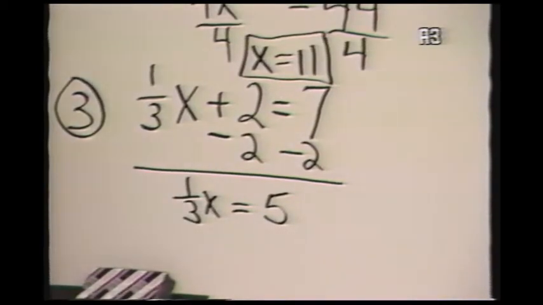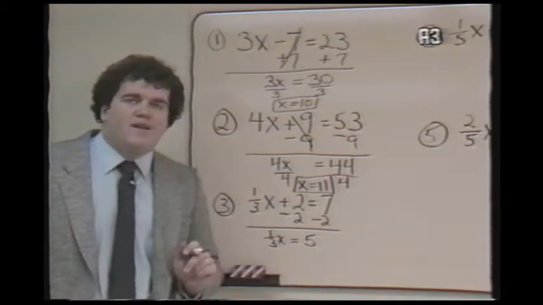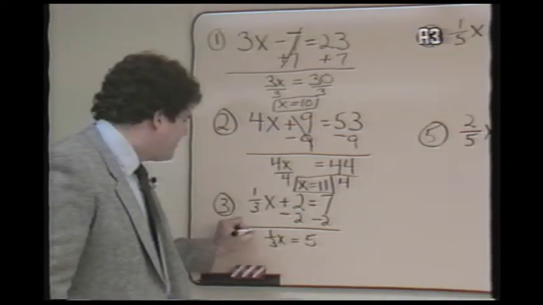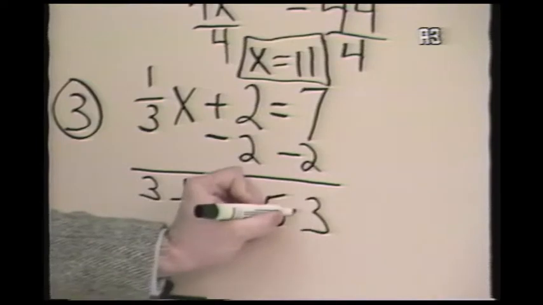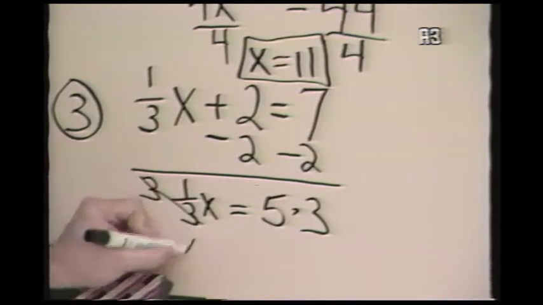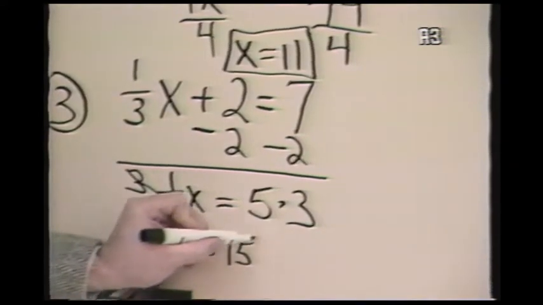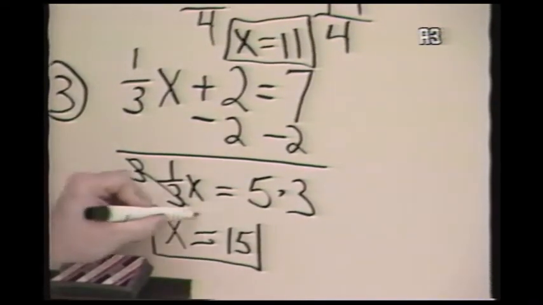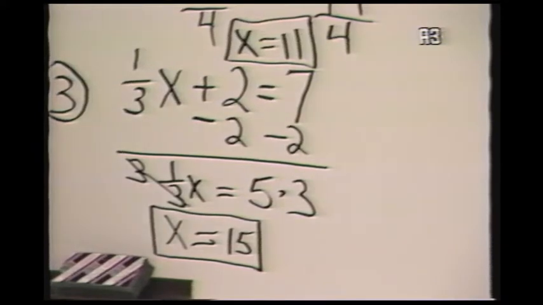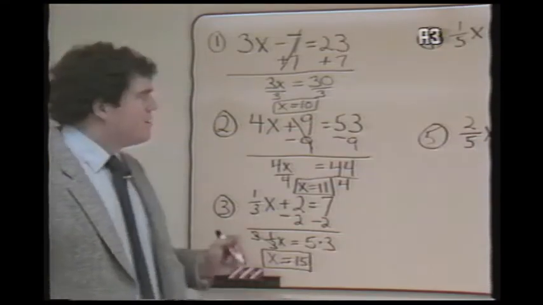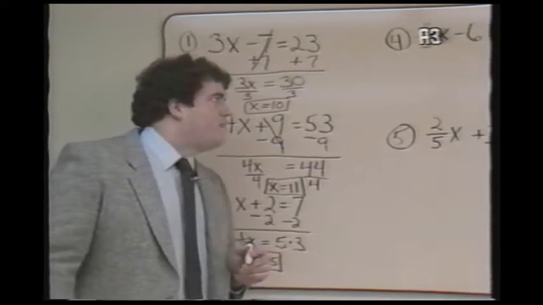Now, what do I do here? I want you to remember, you must multiply each side by 3. What I get is an x on the left, and 5 times 3, 15 on the right. So here I subtracted 2 from each side, and then when I saw the fractional coefficient, I multiplied each side by 3. Let's go to the next problem.